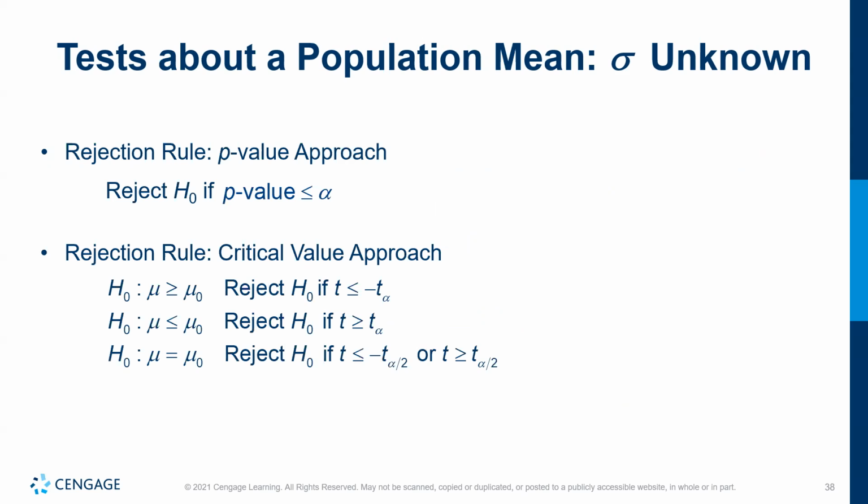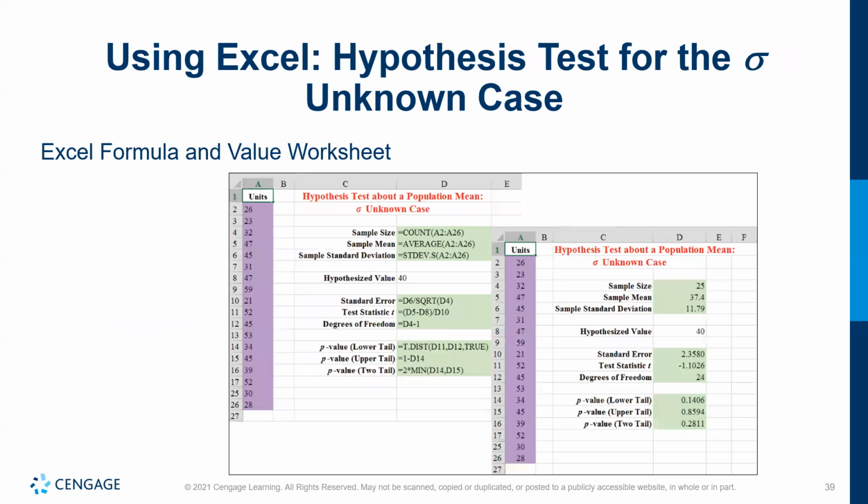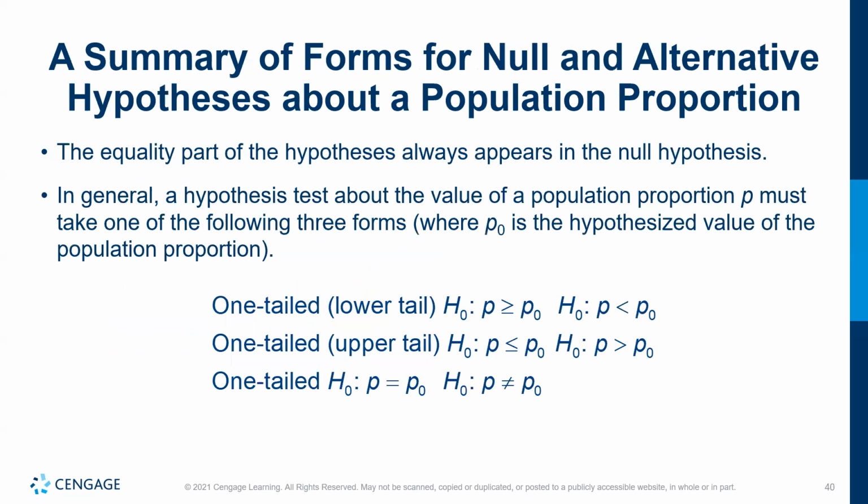And the rejection rules are all the same, except instead of z, it's t. Okay. So the Excel functions we would use are the same thing, except for when we get down to the p-values, instead of norm.dist, it's t.dist. That's all.